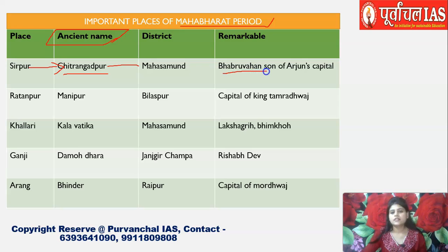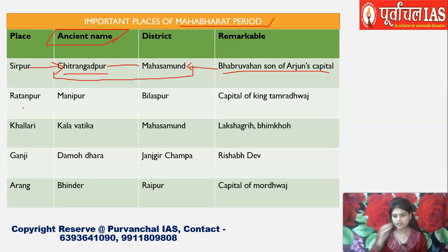And we say that Bhabru Vahan, who was the son of Arjun, it was his capital. Arjun's son Bhabru Vahan made Sirpur his capital. Okay, and then Ratanpur, a very important place in Chhattisgarh, which is known as the capital of Kalchuris, and Ratanpur is also known for many things here.